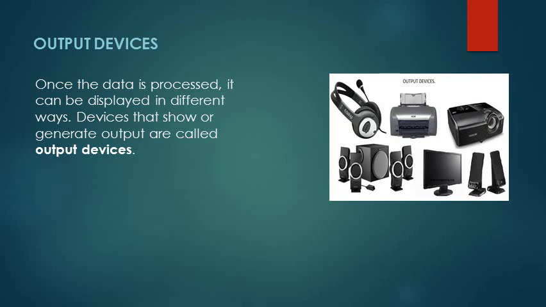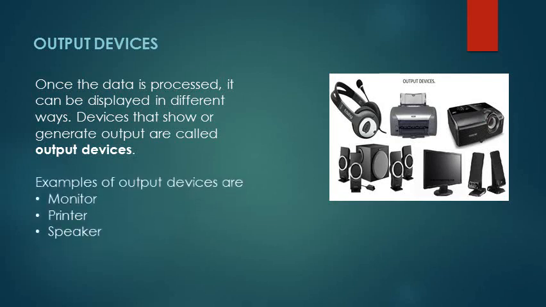So as we need different types of input devices, similarly we need different types of output devices. Some examples of output devices are monitor, printer, and speaker. Let's talk about these output devices one by one. Our first output device is monitor.